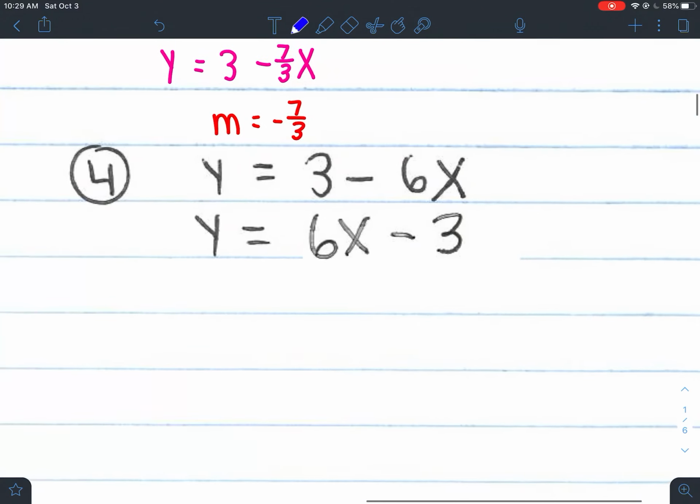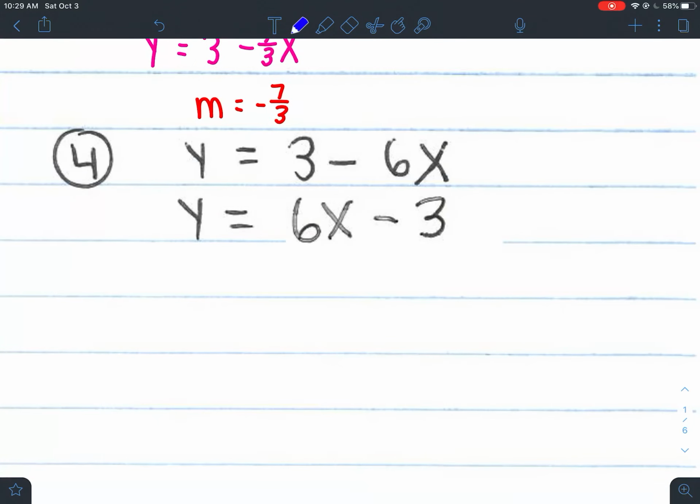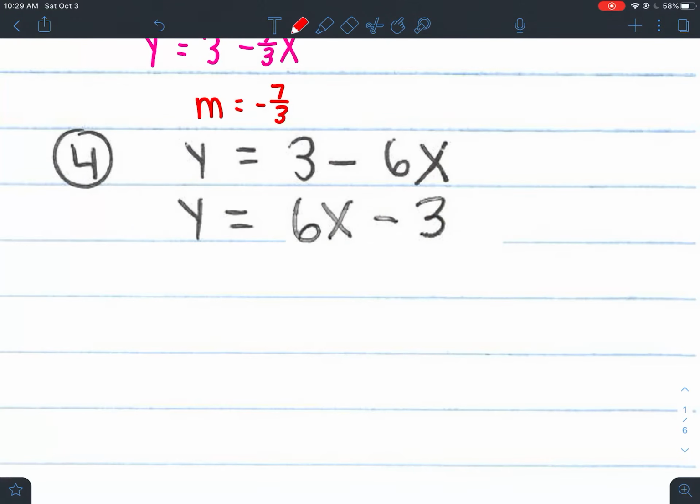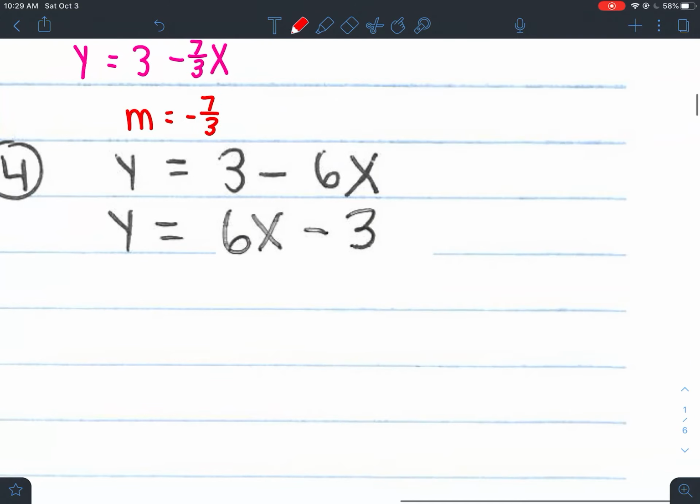All right, moving on to the last equation. We have y equals 3 minus 6x and y equals 6x minus 3. Not last equation, last problem on the front page. Looking at the first equation, I already know what the slope is because y is by itself. Now, you want to be careful with this. Is the slope 3 or is it -6? The slope here would be -6.